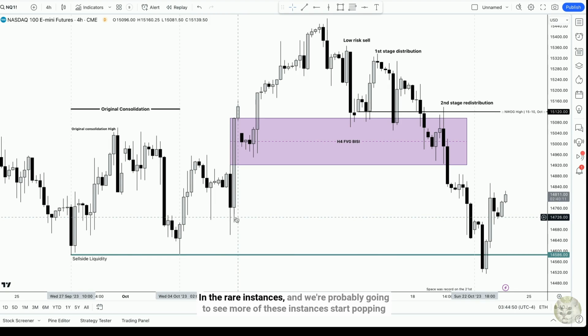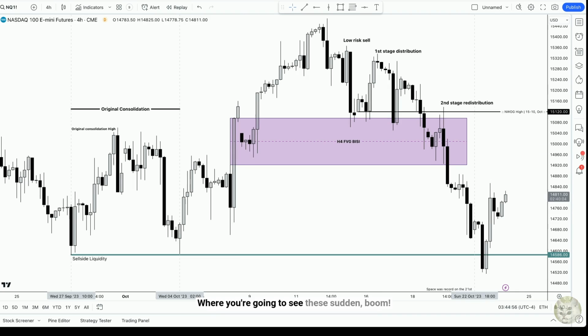In the rare instances, and we're probably going to see more of these start popping up in the coming weeks and months, you're going to see manual intervention, where you see these sudden booms. Where did that come from? Perfect example, last week, look at your Japanese yen. In seconds, it moved 100 pips, and then erased it. It looked like it was a data error. Then you go across all the brokers and they all have the same thing.